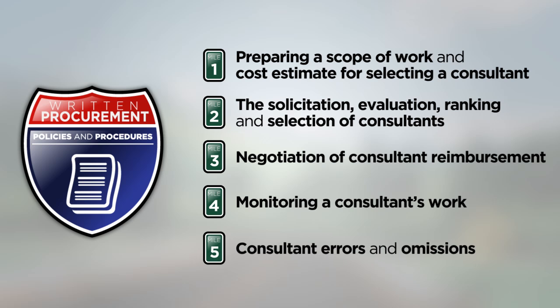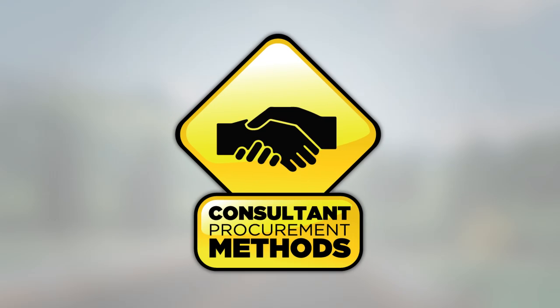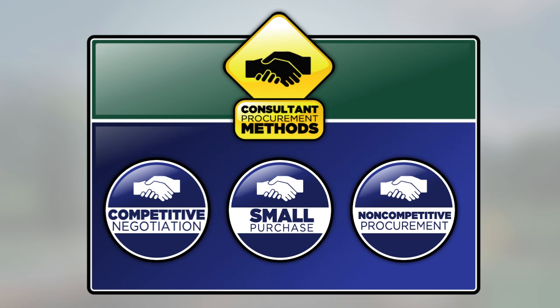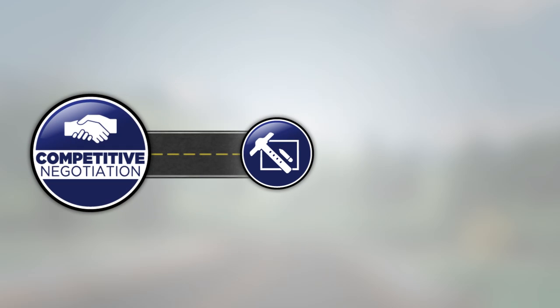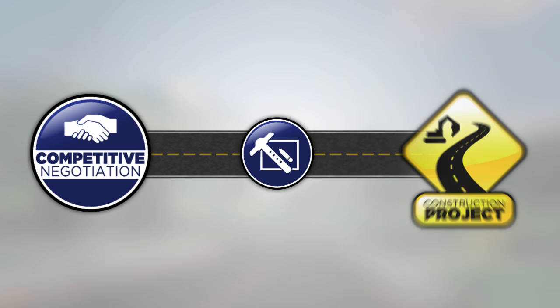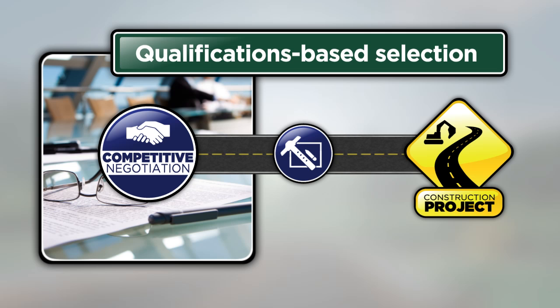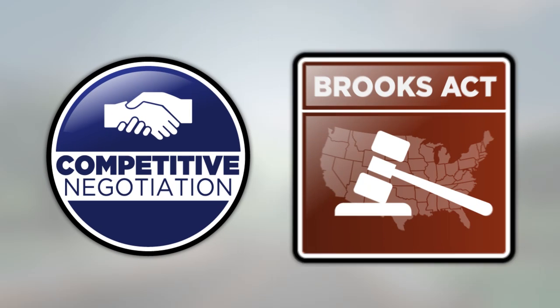Depending on the circumstances, one of three procurement methods may be used to hire a consultant to provide engineering and design-related services: competitive negotiation, small purchase, or non-competitive procurement. Competitive negotiation procedures generally apply when the engineering and design-related services you need directly relate to a construction project. We commonly refer to these as qualifications-based selection procedures. The requirements that apply to competitive negotiation procedures are defined within a federal law known as the Brooks Act.